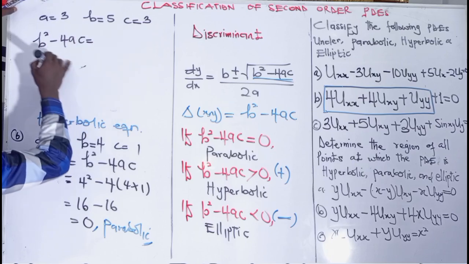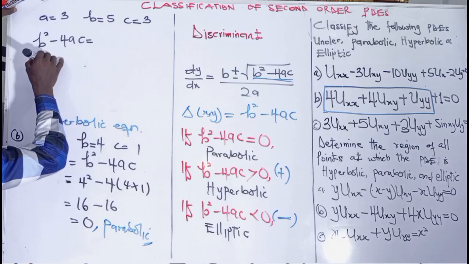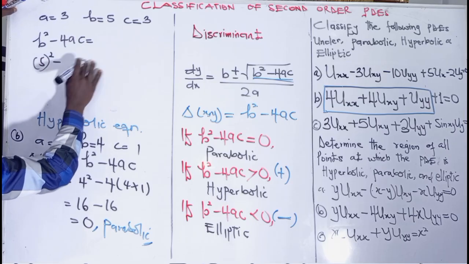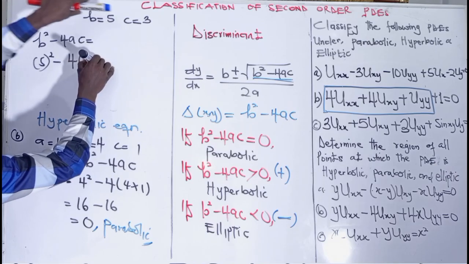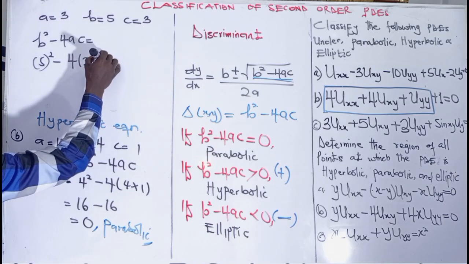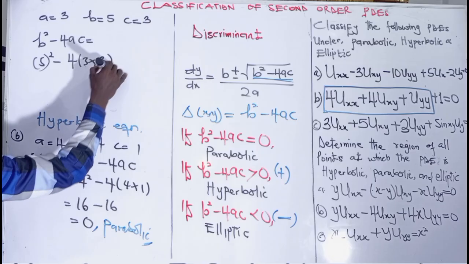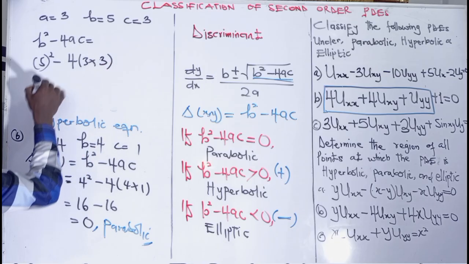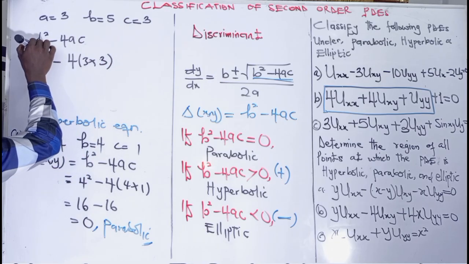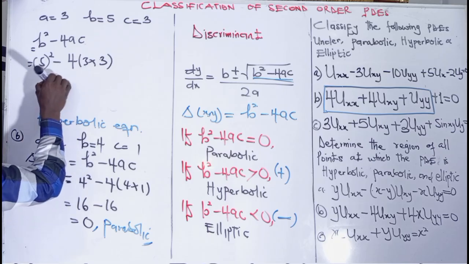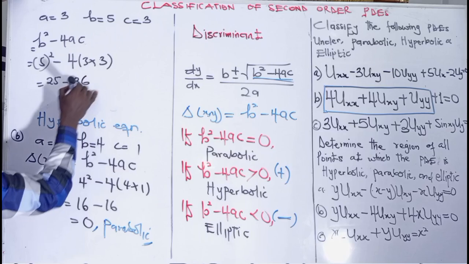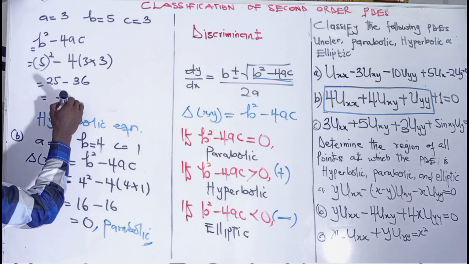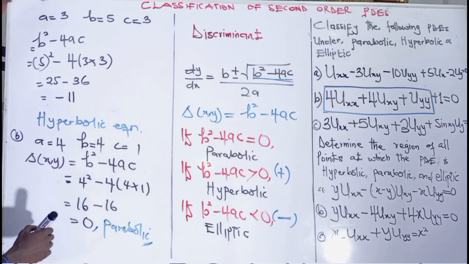We have B squared, 5 squared, minus 4. Our A is 3. Our C is also 3. So this is going to give us what? This is giving us 25 minus 4 times 3 times 3, which is 36. And when you do your subtraction, you are getting negative 11. Good. And we can see that negative 11 is a negative number.